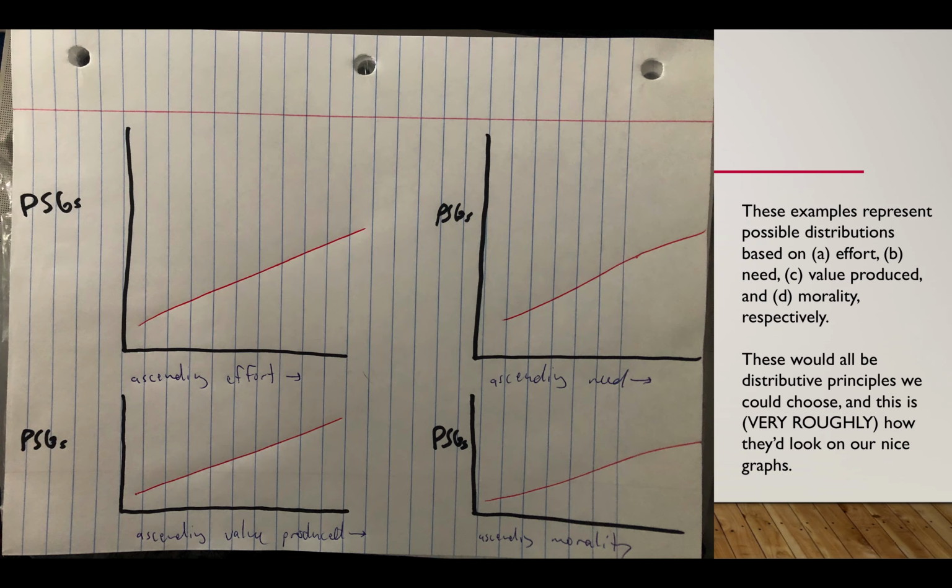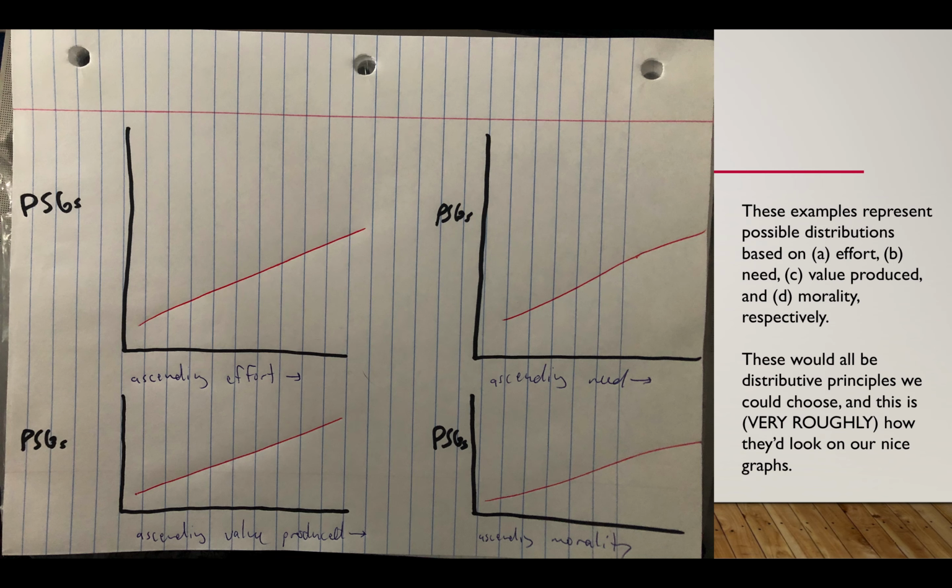If you look at the upper left, imagine that we rank everybody in society based on how much effort they put in, say, at their jobs. Now suppose also that there's a smooth line where everybody in society gives a little more or a little less effort at their job than everybody else. Okay, so that's what that first graph in the upper left represents.